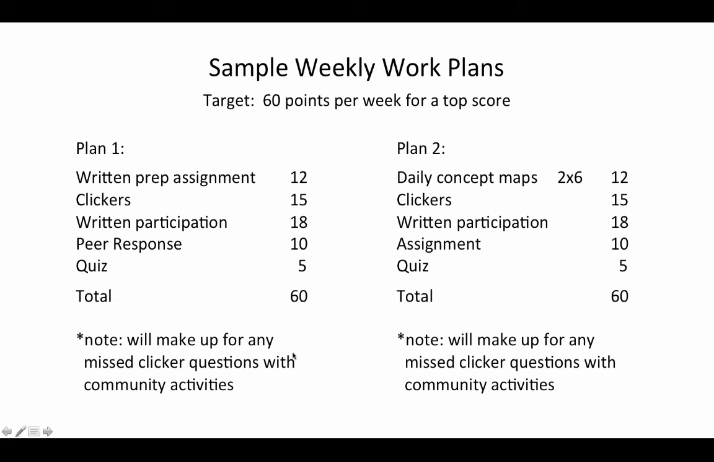So remember, if you fall short on clicker questions on any given week, if you get one wrong or 2 wrong, there are all of those little easy 1-point community activities that you can do. Make a post to the Facebook group, post a question to the general discussion board, lots of options for making up those missed points.